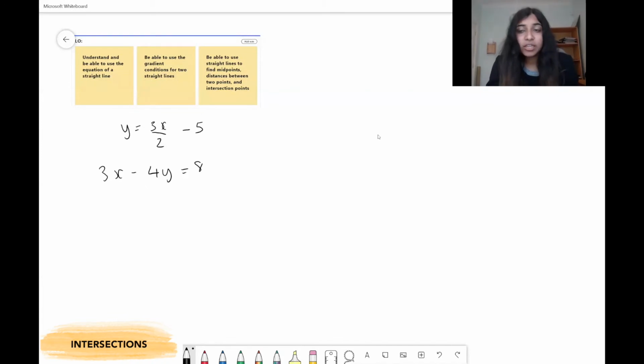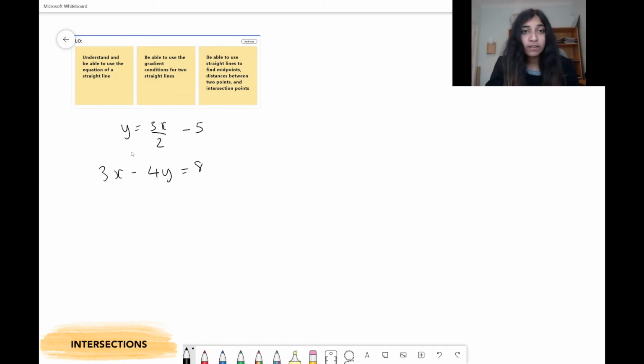The last bit you need to know for straight lines is how to find the intersection points between 2 straight lines. What you do is you have 2 equations, and you want to find the values of x and y that satisfy both equations. So all you do is solve them like normal simultaneous equations. If you've forgotten how to do simultaneous equations, make sure you review that lesson again, and then you can come back and try and solve this question.